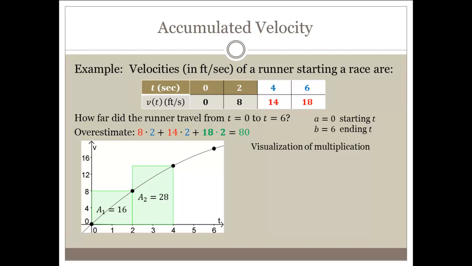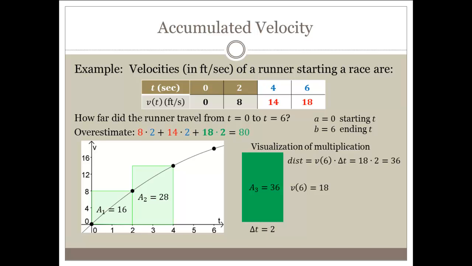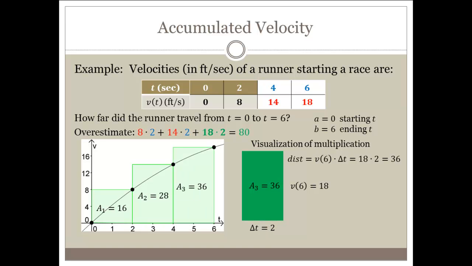Lastly, we looked at the time interval from t equals 4 to t equals 6. Here, we calculated the distance traveled as 18 times 2, since we knew that the runner traveled at most 18 feet per second for 2 seconds, giving 36 feet. We represented this with a rectangle of height 18 and width 2 for an area of 36. We then put this on our graph, representing that the runner traveled at most 36 feet over the time interval from t equals 4 to t equals 6.